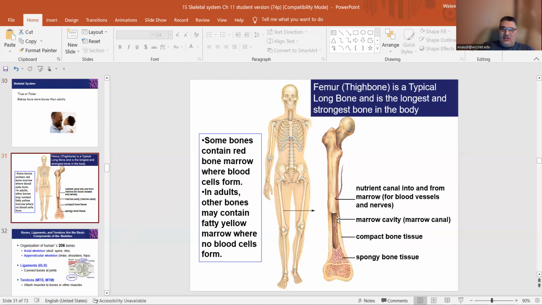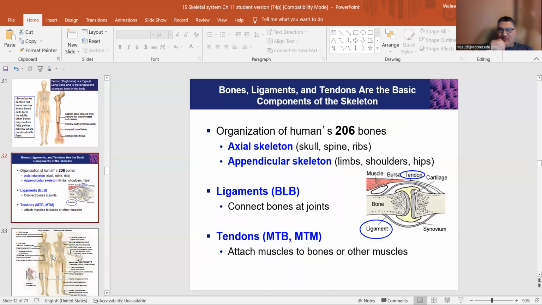Here it is again. This is the femur, one of the bones: diaphysis or shaft, epiphysis, one end here, one end here. Outside is compact, inside is sponge, and the bone cavity contains the bone marrow, red, and it will become yellow later on. Okay, now this part is important.